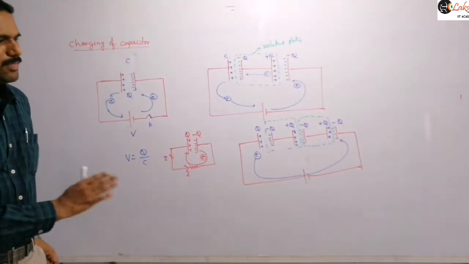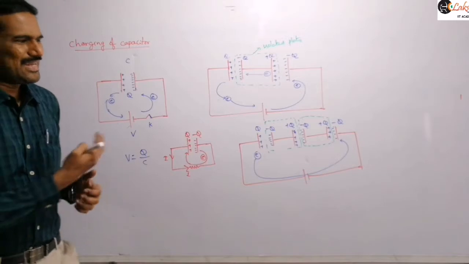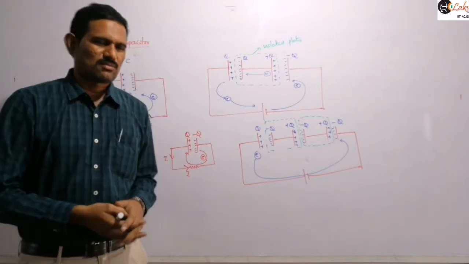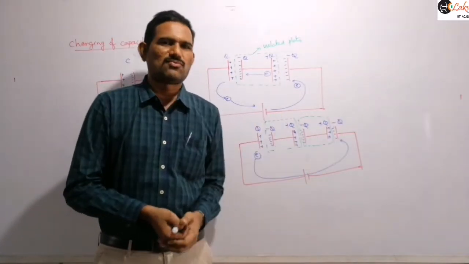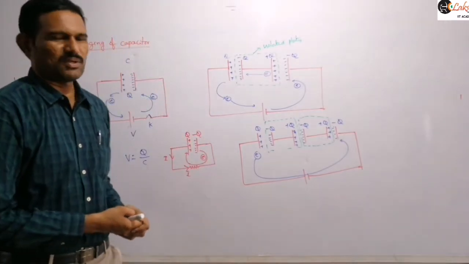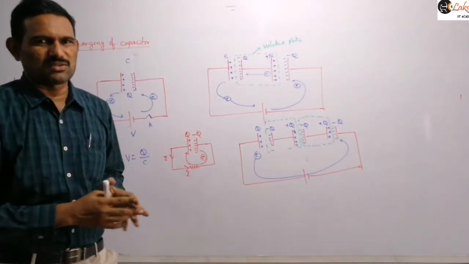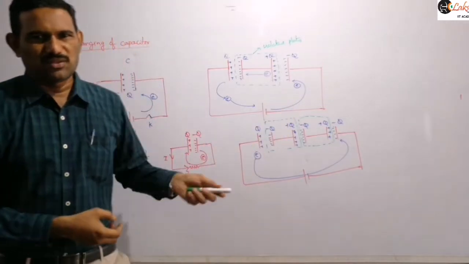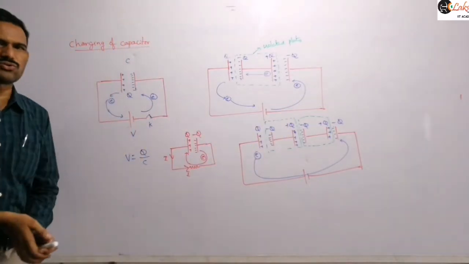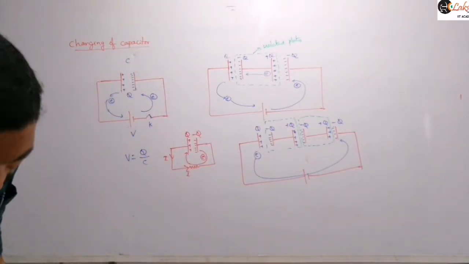Now any number of capacitors may be connected here. Then whatever the charge present on this first capacitor, the same amount of charge will be there on every capacitor irrespective of its capacitance. So when capacitors are connected in series, the charge will be the same. That we will discuss later. So that is a simple charging of this capacitor here, right?